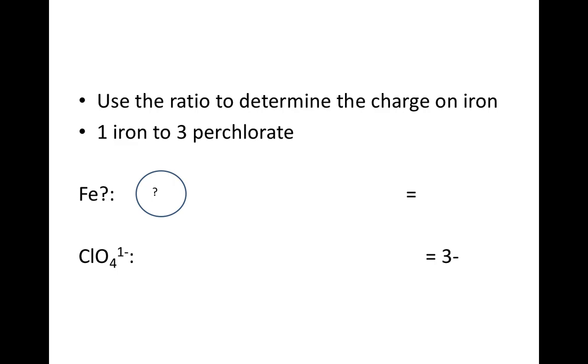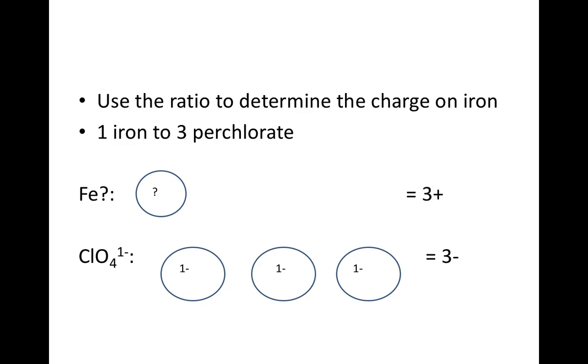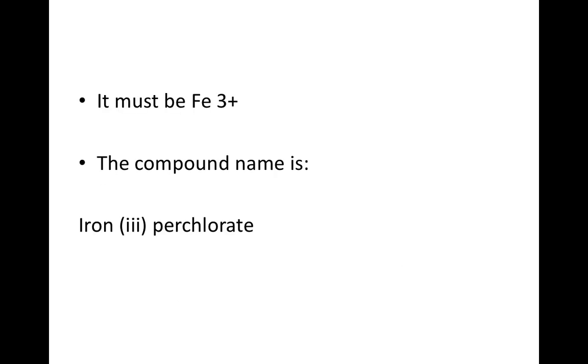We start with one iron, and a question mark represents the charge. We don't know what the charge is yet. There's 3 perchlorates, and the charge on each one is 1 minus, so it's a total charge of 3 minus, which means the charge on that one atom of iron must be 3 plus. So it must be Fe3 plus, so the compound name is iron(III) perchlorate.